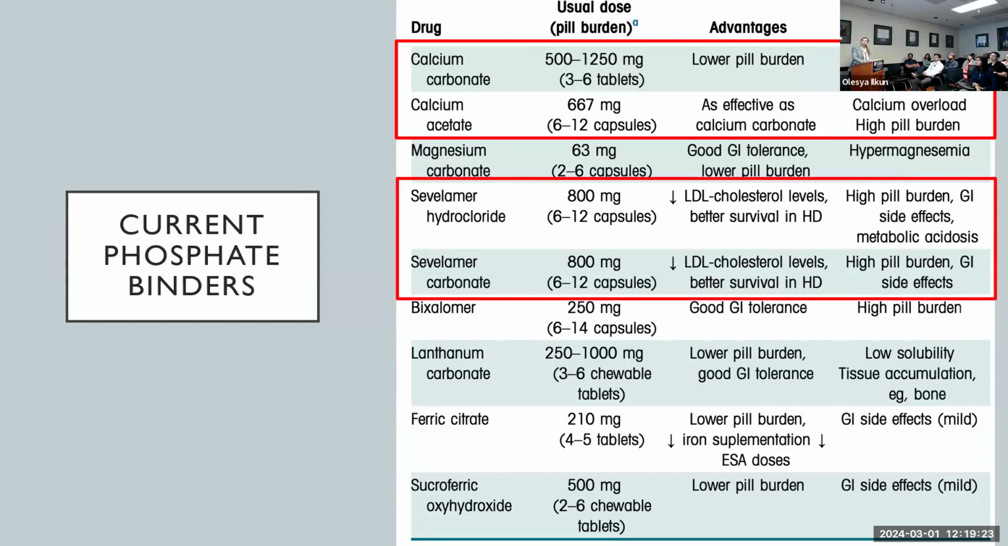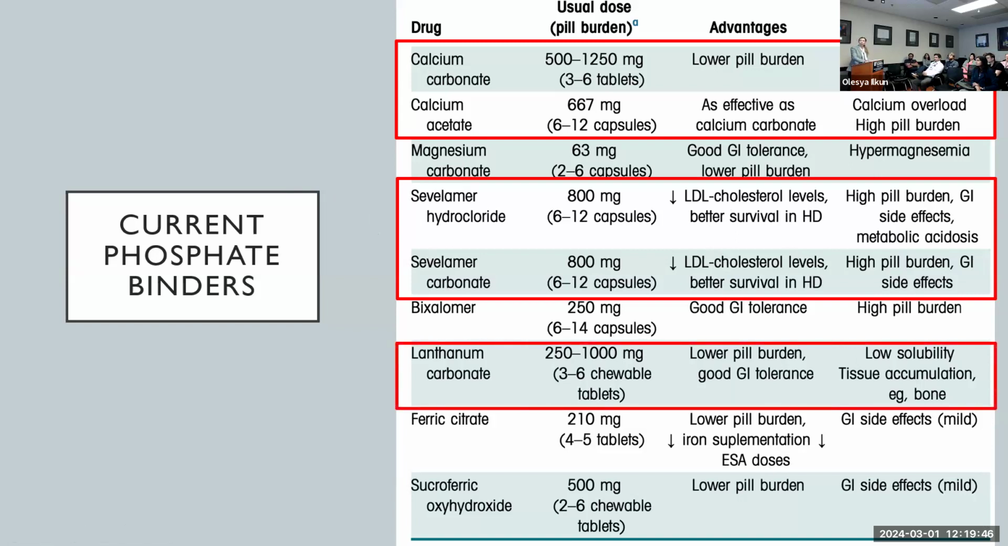Then we have sevelamer, hydrochloride and carbonate. Main issues, these are large pills that are difficult to swallow, and there are up to 12 of them. So large amount. But they do, sevelamer, both preparations, they do lower LDL cholesterol in addition to other factors. Lanthanum carbonate is a chewable, easy to take. The problem is that we don't know what happens when it starts accumulating in the bones and how long it's going to be until we see issues.